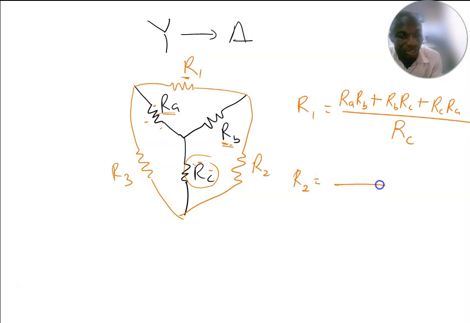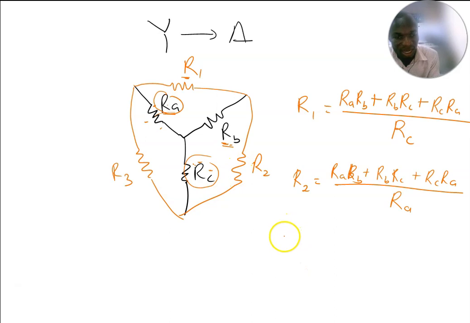The numerator is always the same for this Y delta conversion. So the numerator is going to be RA, RB plus RB, RC plus RC, RA, like how we did it. All divided by the resistance which is far away from it, which is RA. The resistance which is far away from it. Do you get it? And what about R3?